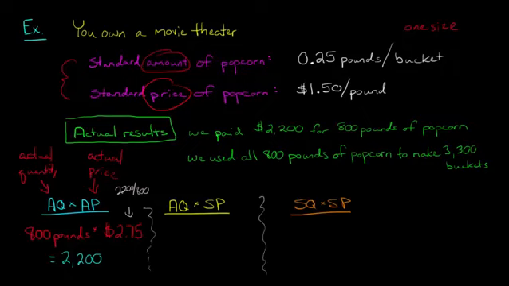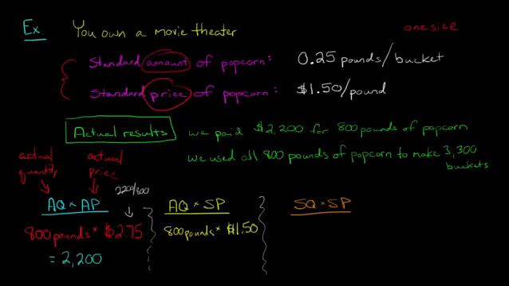Now we're going to go with the actual quantity times the standard price. So the actual quantity is going to be the same, right? It's still going to be 800 pounds. But now we're multiplying it by the standard price. I'm going to explain why in a moment, so just hang with me. So our standard price is going to be $1.50, and that's per pound.